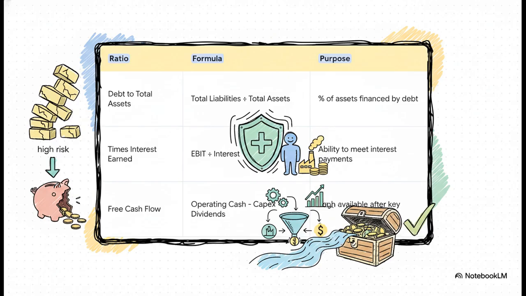But my favorite here is times interest earned. This one gives you a much richer story. It shows you the company's buffer. So if this ratio is, let's say, 10, that means its operating profit is 10 times bigger than its interest payment. That's a huge cushion. It tells you they can easily cover their interest costs. And then there's free cash flow, maybe the most honest number of all. It's the hard cash left over after running the business and reinvesting for the future.